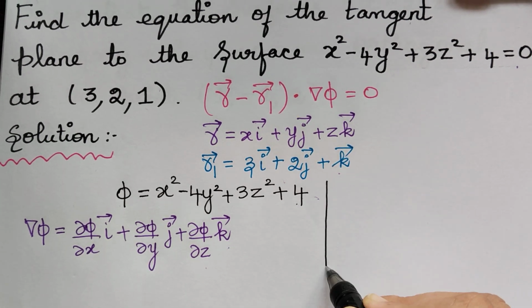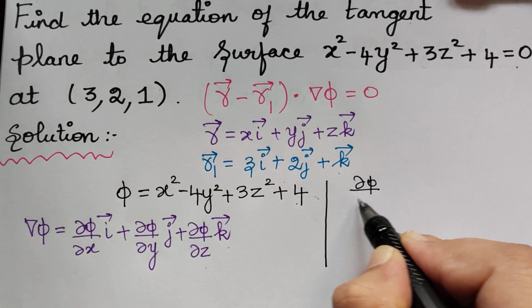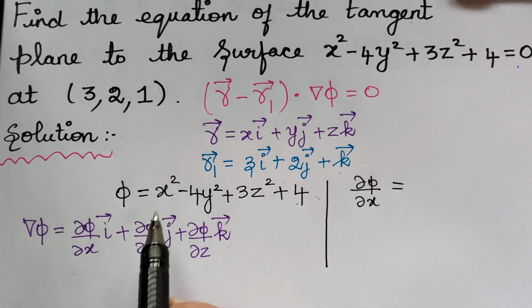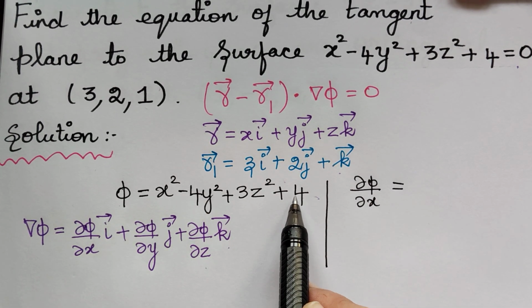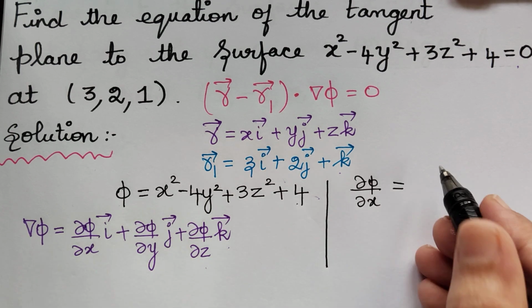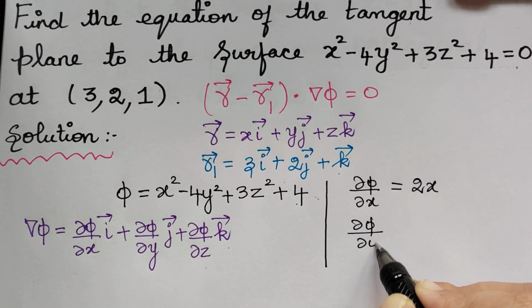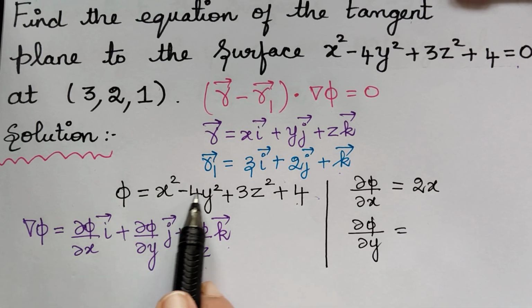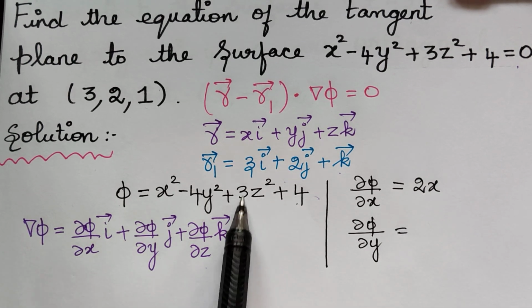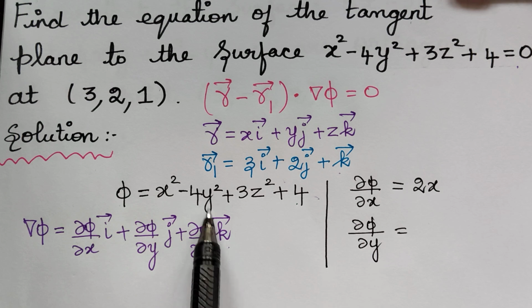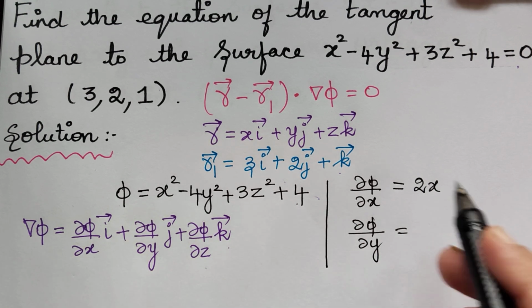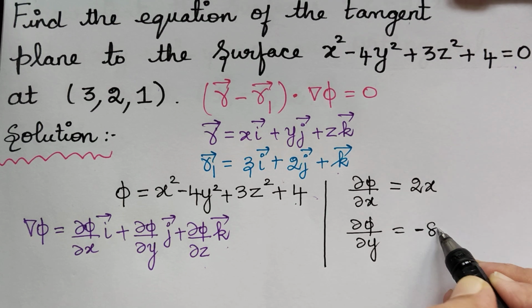We see that from the given surface, ∂φ/∂x is equal to, we have to differentiate this partially with respect to x. So all these terms become 0 and we get 2x. In a similar way, ∂φ/∂y, we have to partially differentiate this with respect to y. So all these terms become 0 and the differentiation for y square is 2y. It gets multiplied with negative 4 and so we get negative 8y.